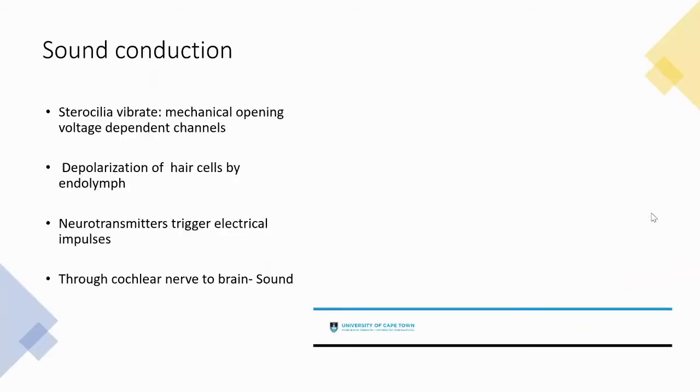So just the basics of sound conduction, you've got stereocilia that vibrate, and this enables mechanical opening of voltage-dependent channels. You then get a depolarization of those hair cells. The neurotransmitters trigger electrical impulses, and then there's conduction through the cochlear nerve all the way to the brain, and we perceive that as sound.